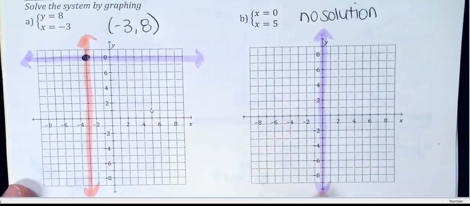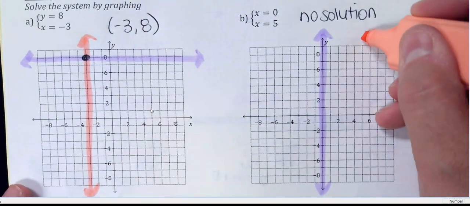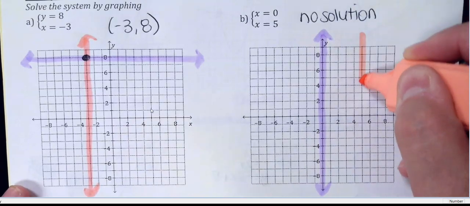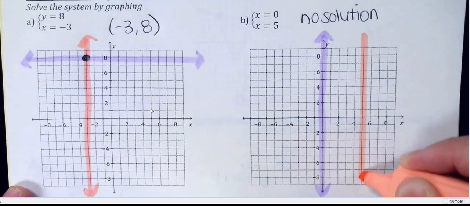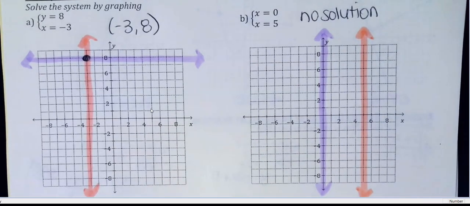All those x coordinates are 0. The y coordinates change as you go up and down. x equals 5 would be over here to the side just a little bit. Another vertexal line. All those x-coordinates are 5. The two lines never touch each other. They don't have any points in common, so no solution.